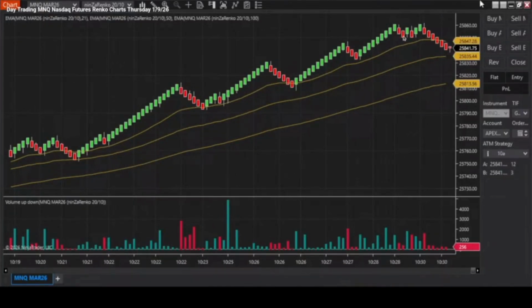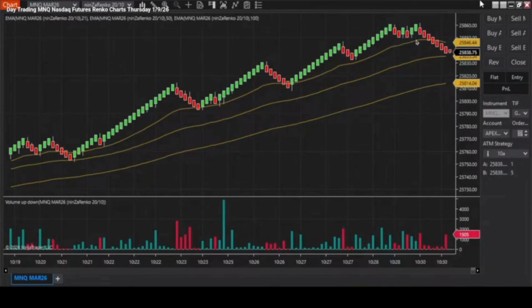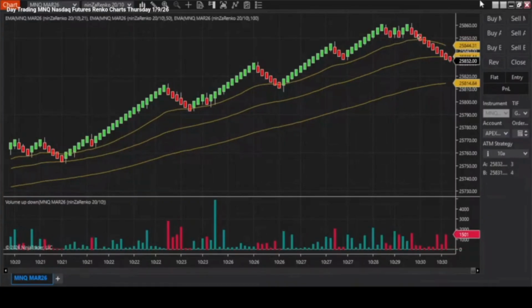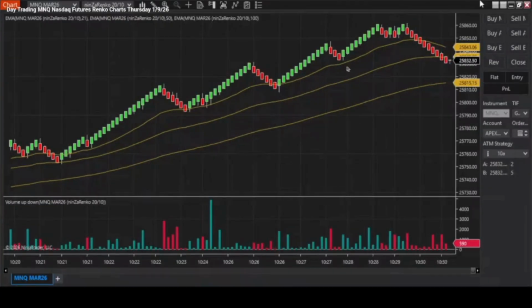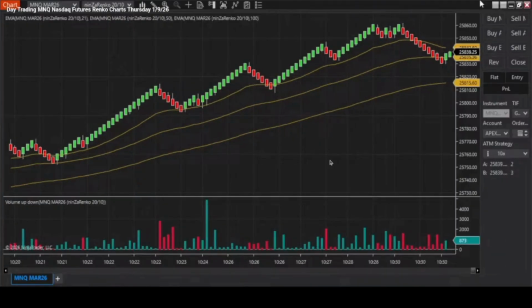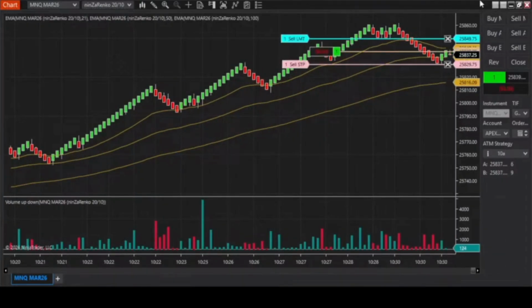Another pullback, break of structure here. I don't know if I'd call this a trap because, well, maybe it's a trap down here. I don't really consider it a trap unless it immediately breaks structure and then reverses. So maybe it'll do that here. I think I got one here, yeah. Another continuation trade. Order filled. There you go, 2 candles, 2 bullish candles. Order canceled.